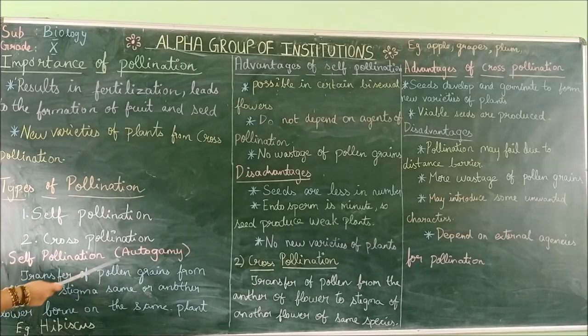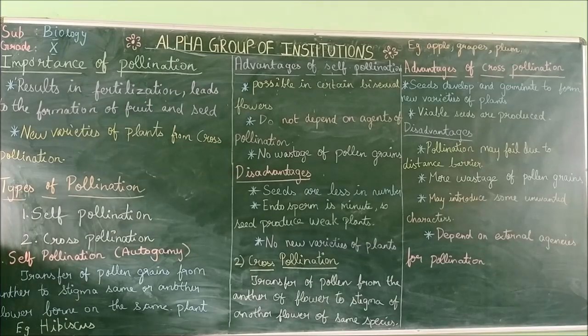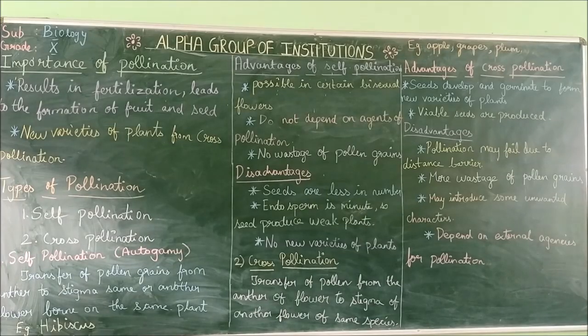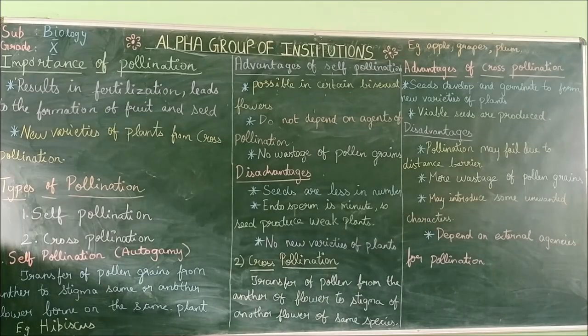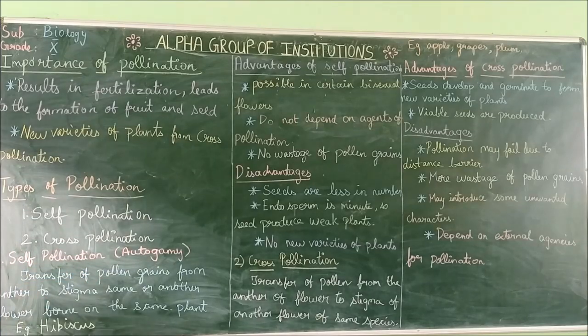Self-pollination means autogamy, because it does not depend on other elements or other materials for pollination. It can do it independently without any help. The pollination takes place without needing any agents. That is why it is called autogamy. It can independently pollinate within itself.